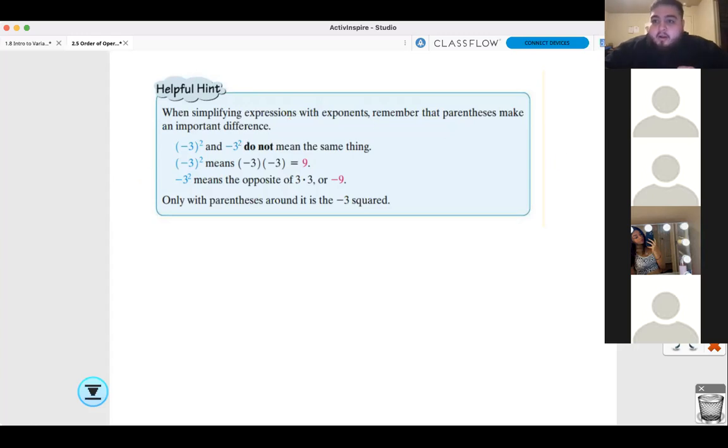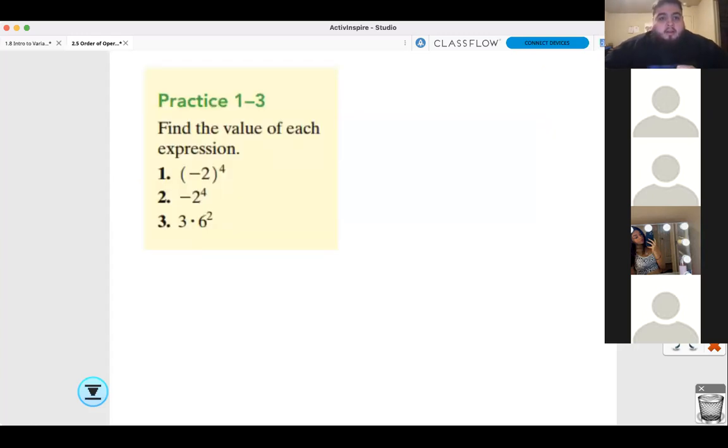All right, guys, let's go ahead and move on. Go ahead and try these practice problems, guys. I'm going to give you about 2 minutes on these practice problems. It's similar to the examples 1, 2, and 3. But now it's a different base and another exponent. So remember, the definition of exponent is repeated multiplication. So good luck.